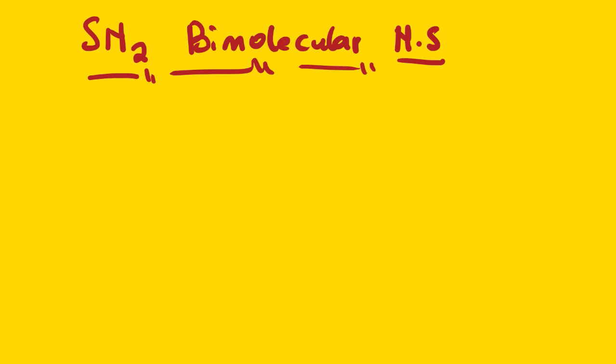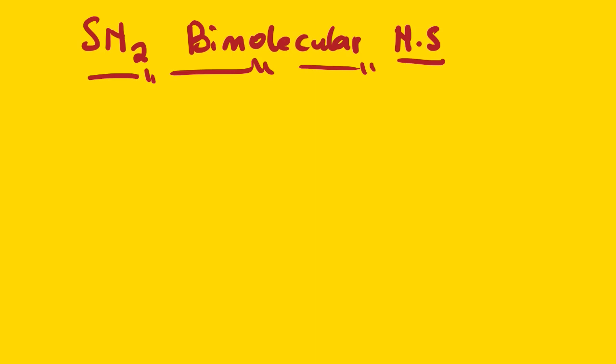So in this reaction, bimolecular simply means that we have two molecules colliding with each other. We'll be looking at an example and explaining this bimolecular in detail. So let us start with our first example of SN2. As we go through the example, we also explain the important things that you need to know about SN2.